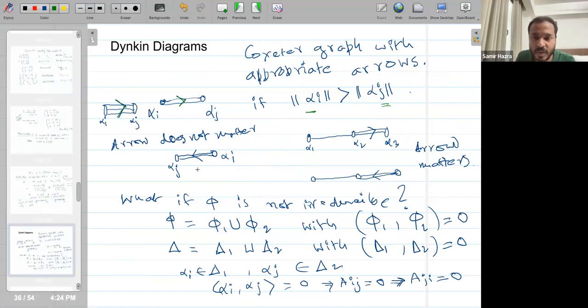For example, if there are only 2 vertices, like this, then even if we don't put an arrow, or even if we put the arrow in a different direction, they are the same, because there is a graph isomorphism from this graph to this graph. So they are necessarily the same diagram. But in this case, for example, there are 3 roots now, alpha 1, alpha 2, alpha 3.